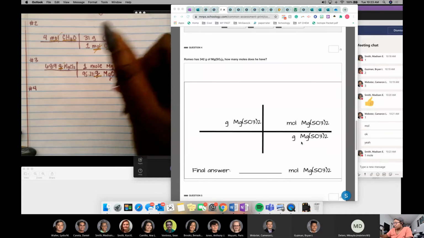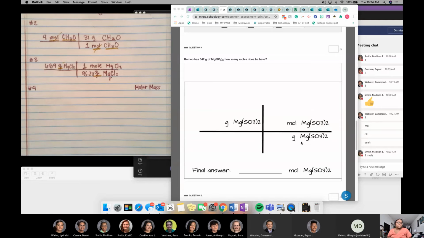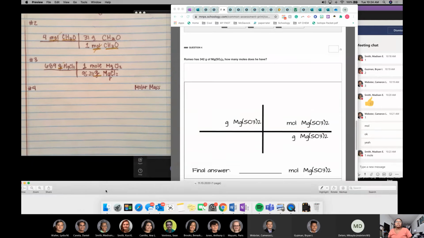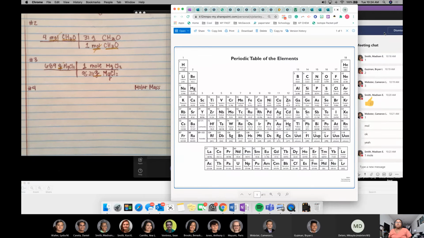I'm going to give you the molar mass. So go ahead and write this over here. The molar mass of MgSO4 is 24.305 plus.